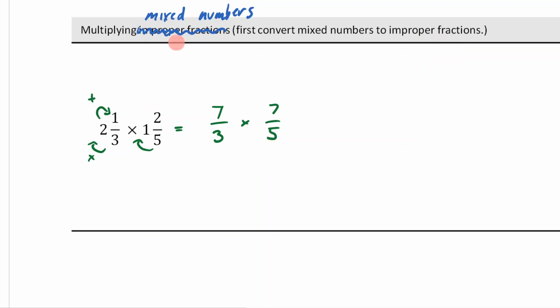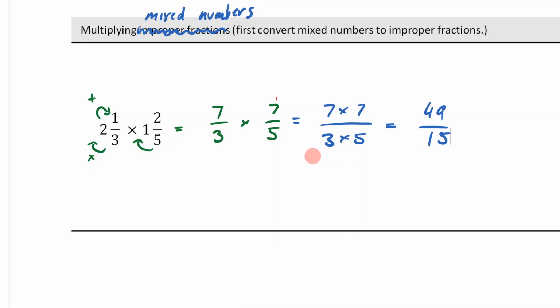And now that they're improper fractions, it's just business as usual. So let's see if I can cancel anything here. 7 and 3 doesn't cancel, 7 and 5 doesn't cancel, 3 and 7 doesn't cancel. So nothing cancels, which is a shame. So that means what I'm going to have to do is just go 7 times 7 and 3 times 5, which is going to be 49 on 15. And that's how you do it.